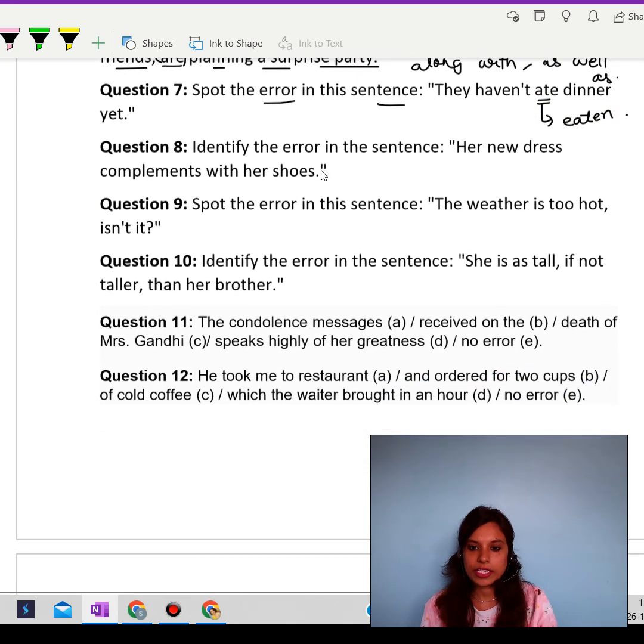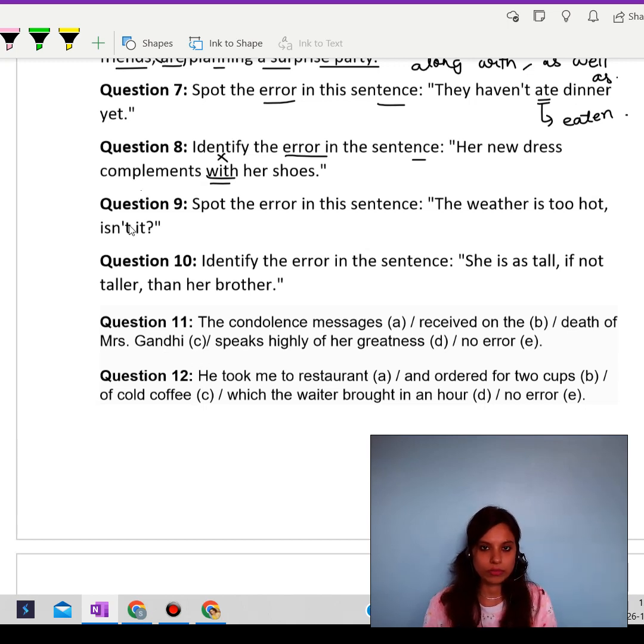Question 8. Identify the error in the sentence. Her new dress complements with her shoes. So this would be the correct one: her new dress compliments her shoes. Do not need to put the word with. This word normally means that the new dress is matching her shoes, so it is basically talking about matching with. Putting a separate word with is becoming an extra. So no need to put that.